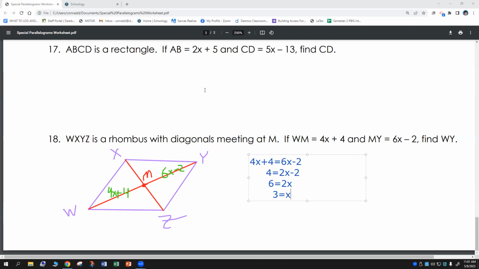All right, and when I plug that in now, 6 times 3 is 18, minus 2 is 16. 4 times 3 is 12, plus 4 is 16. So then WY is going to be 16 plus 16, which gives me a total of 32 units.